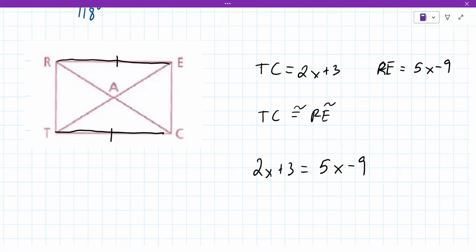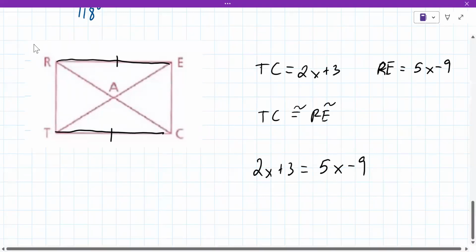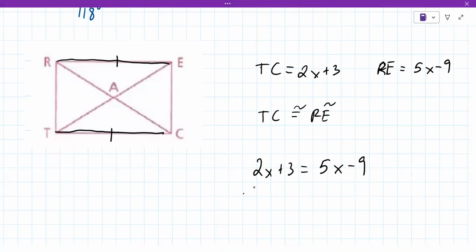What are you going to do first to solve this equation? I know what to do. For 5x and 2x, you should subtract. We can't add, they're both positive. So subtracting: 5x minus 2x, that is 3x.